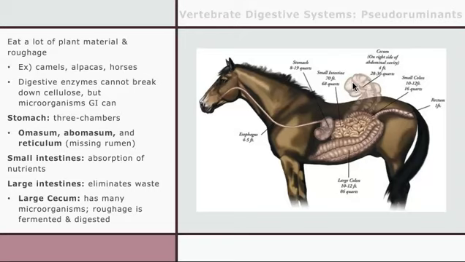It's its origin, where it begins, and it is going to contain a lot of microorganisms that will again help to ferment and digest the roughage that they consume.